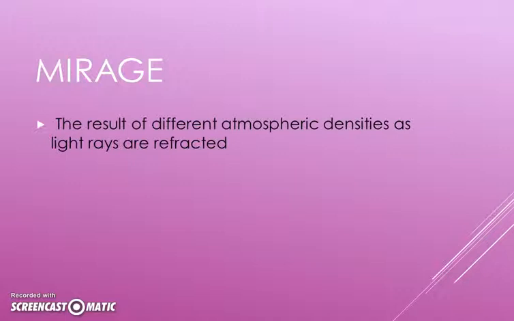Okay. We also have mirages in refraction. And the way you get a mirage is you have different atmospheric densities. And as a light ray passes through those different densities, it causes refraction. Okay. So think about if you stick a straw into a glass of water. It looks like that straw is bent or broken. And that's what the light is doing when it's moving through different atmospheric densities. It's breaking that light ray and causing this distorted, almost like an image to appear.